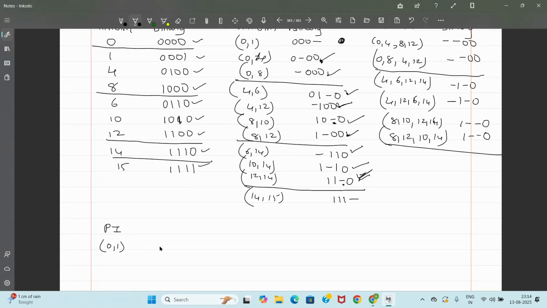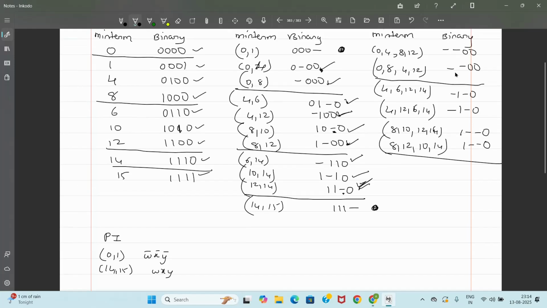Its corresponding value. I've given the question in WXYZ format, so this will be W bar, X bar, Y bar. Then there is this term which is not used, which is 14, 15. So it is W, X, Y.